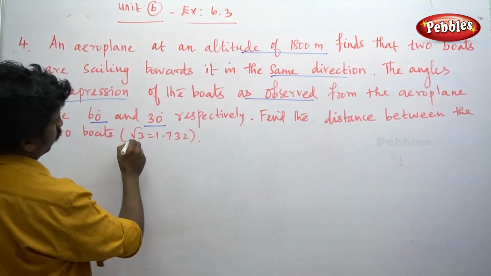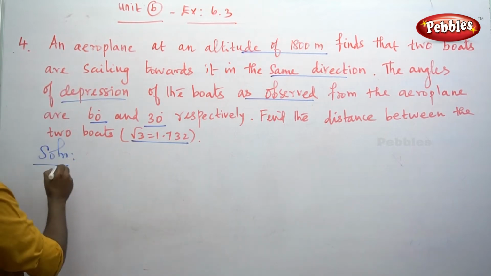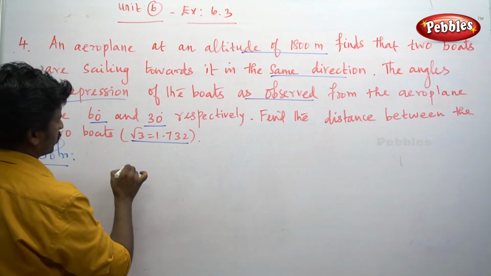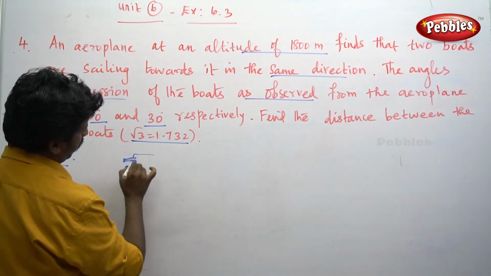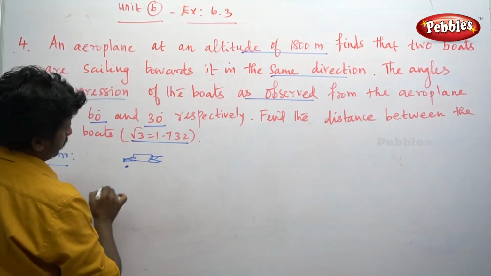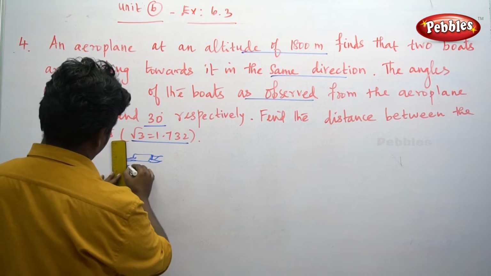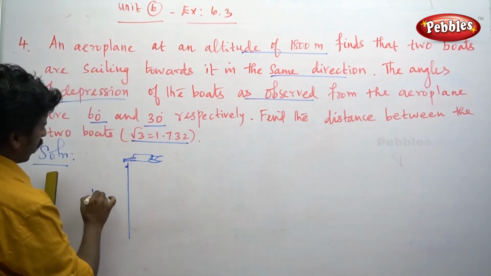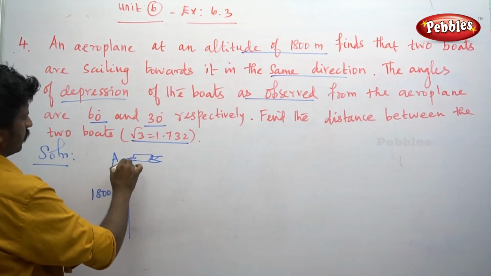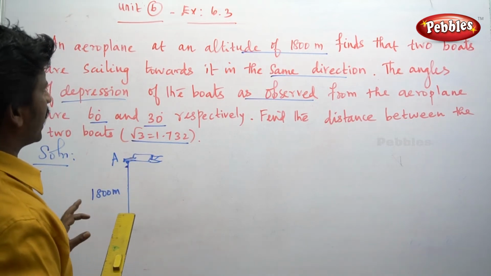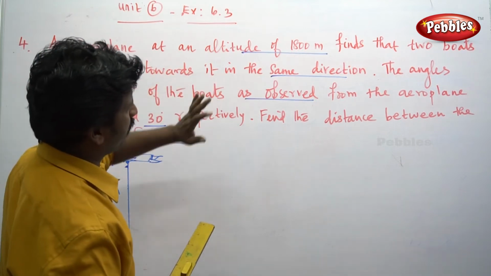Here given the root 3 value. So listen, see the solution, what is given here? The aeroplane here, this point, the aeroplane, right? This is the aeroplane, right? Right, this is the aeroplane. The height from the here, this is 1800 meter, right? This point is a aeroplane, right? Finds that two boats are sailing towards it in the same direction.